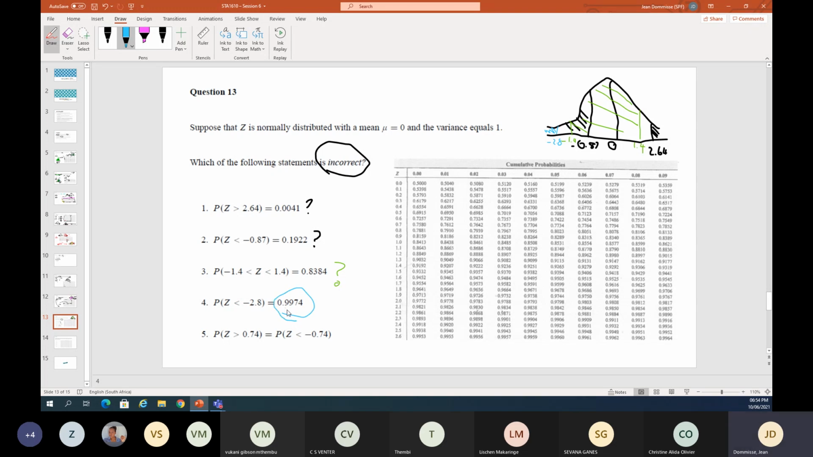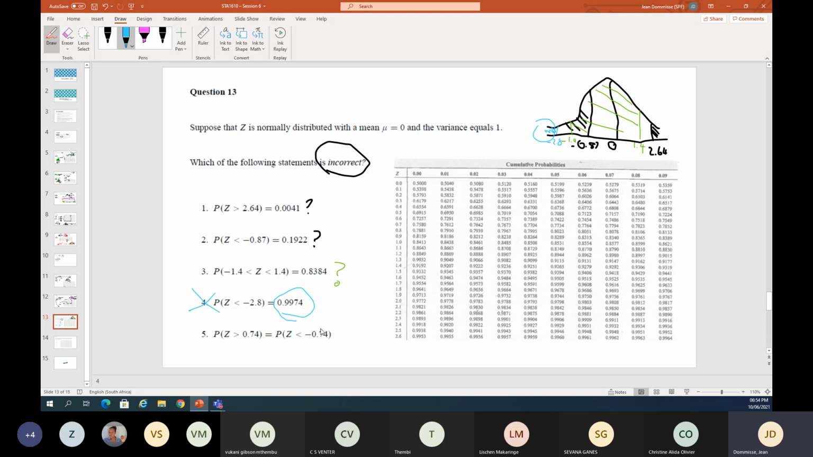Answer bigger than 0.5, 0.9974. So they're actually referring to the whole other area, where that is definitely wrong. I haven't even looked at the table yet. I just looked at what the possible answers are.